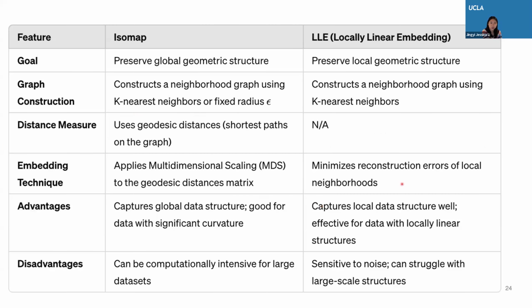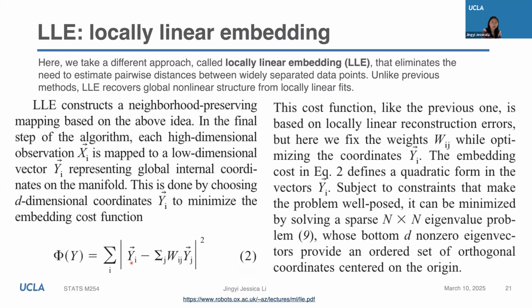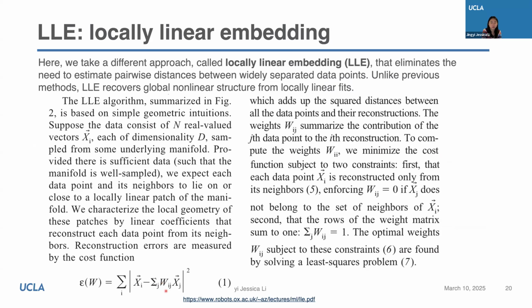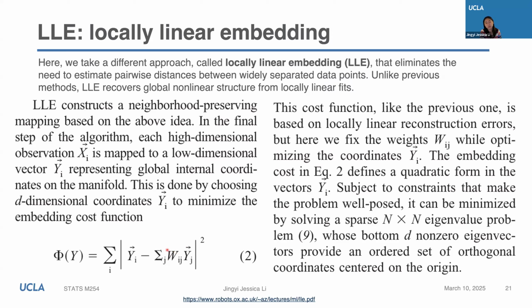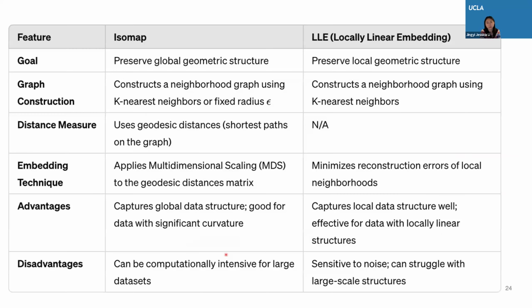For the distance metric, Isomap uses geodesic distances, the shortest path on the graph, while LLE doesn't use distances directly, because we're doing the reconstruction. There's no computation of pairwise distance; we're just trying to reconstruct xi using neighbors, getting the weights, and with the weights we try to find the data points in 2D. We're not doing any distance calculation. Embedding technique: for Isomap, it applies MDS to the geodesic distance matrix, while for LLE, it minimizes reconstruction errors of local neighborhoods.